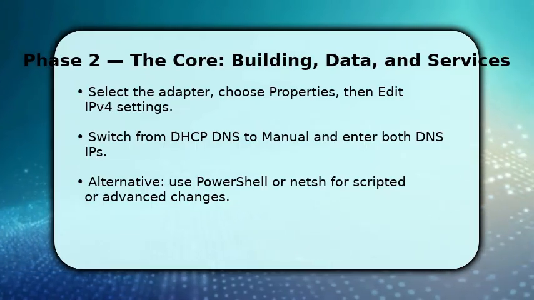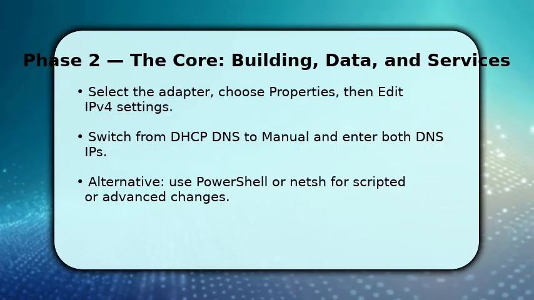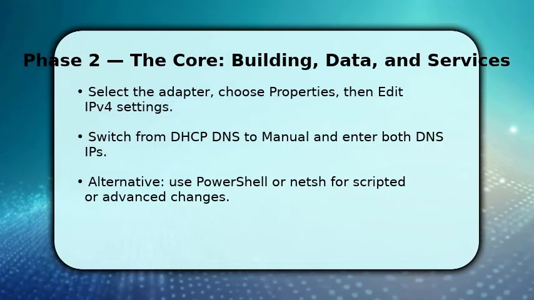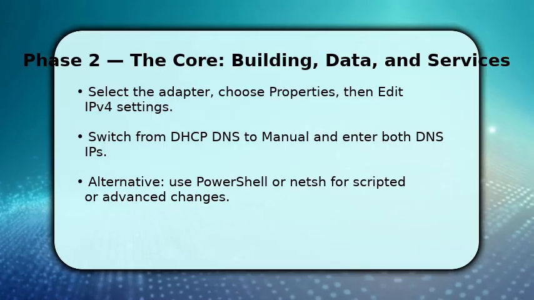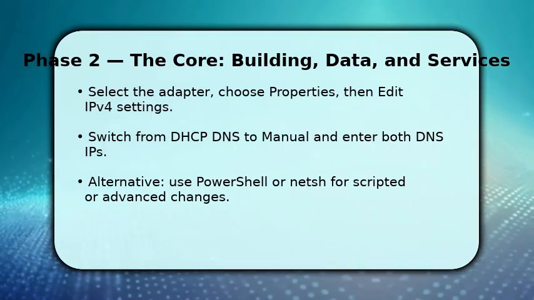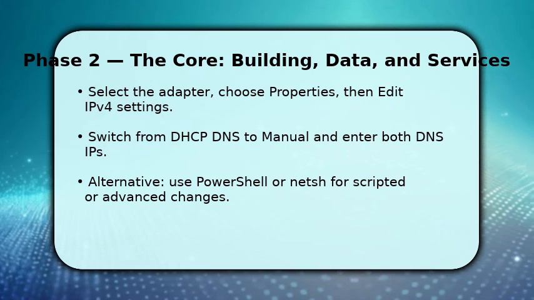If you prefer command line, use PowerShell's Set-DnsClientServerAddress or netsh interface ip set dns for automation. Those methods are faster for multiple machines. Make sure entries are numeric.